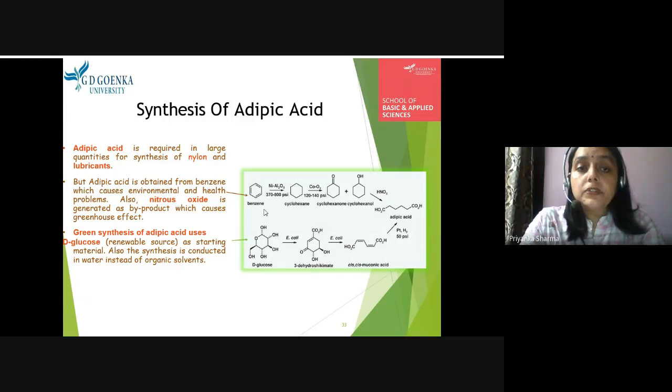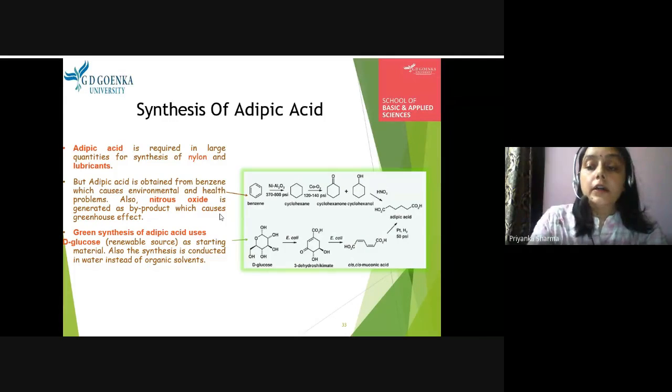So we are using benzene, which has some environmental and health issues because it is somewhat toxic, and it also liberates nitric acid into the environment. There is a byproduct of nitric acid also. This nitric acid, we all know, may also lead to a greenhouse effect. So another route was proposed, that is the synthesis of adipic acid from D-glucose. This is a renewable resource, the raw material which we are using is the renewable one that is converted into adipic acid.